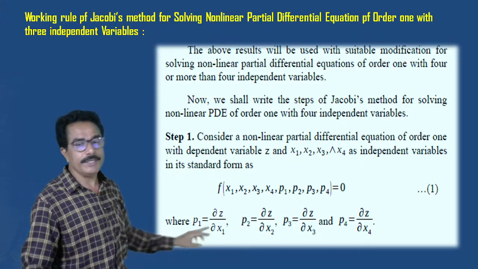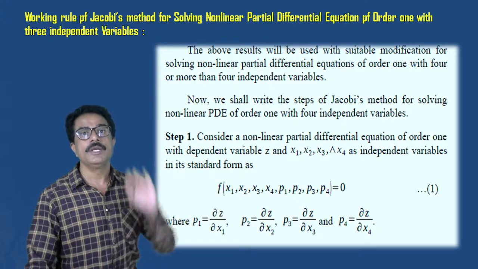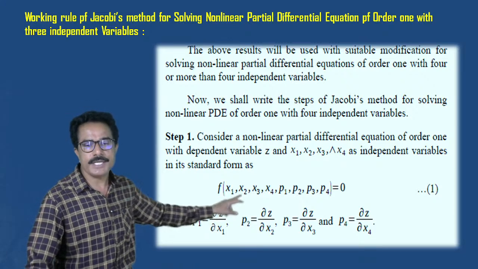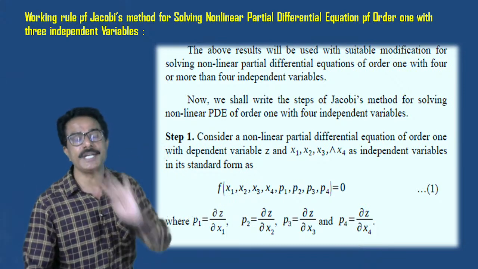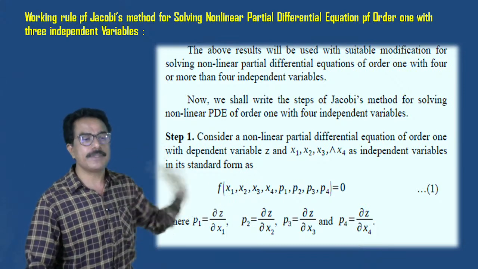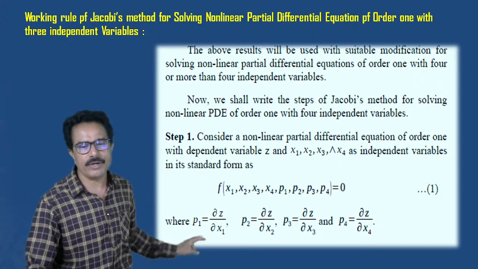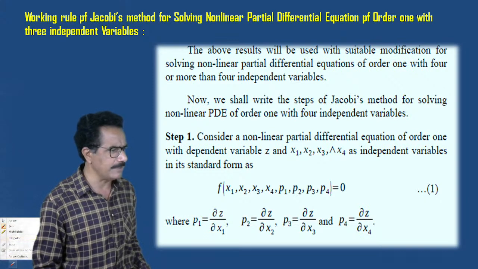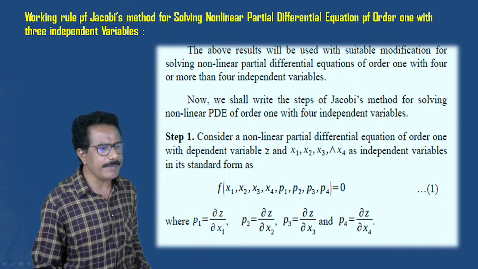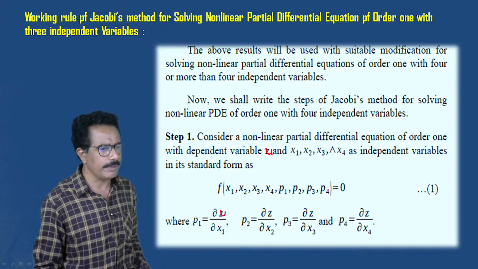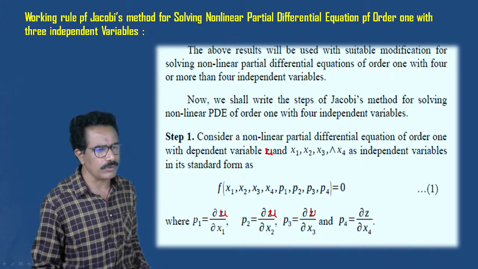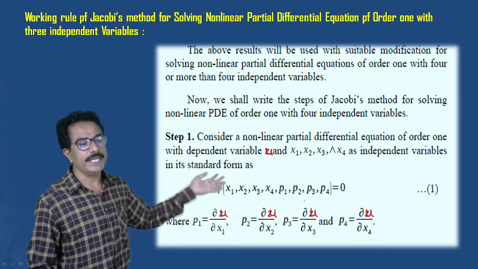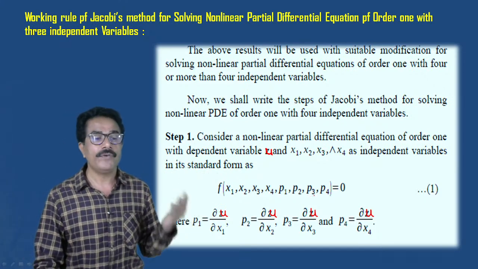Now the working procedure, if there are more than 3 independent variables, suppose x1, x2, x3, x4, there are 4 independent variables, and suppose z is the dependent variable, or you can put u as the dependent variable. If u is the dependent variable, then it will be dou u by dou x1, dou u by dou x2, dou u by dou x3, dou u by dou x4. So P1, P2, P3, again you have to follow the same cases.